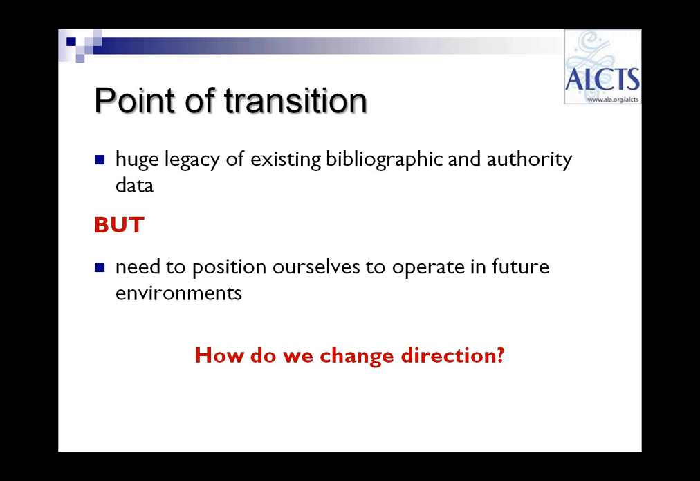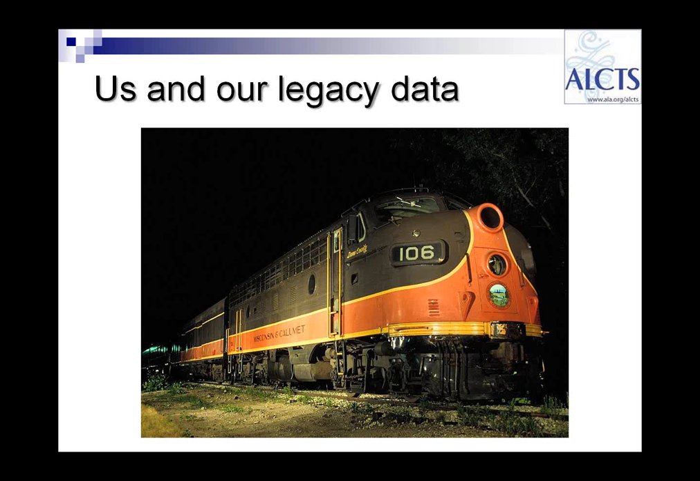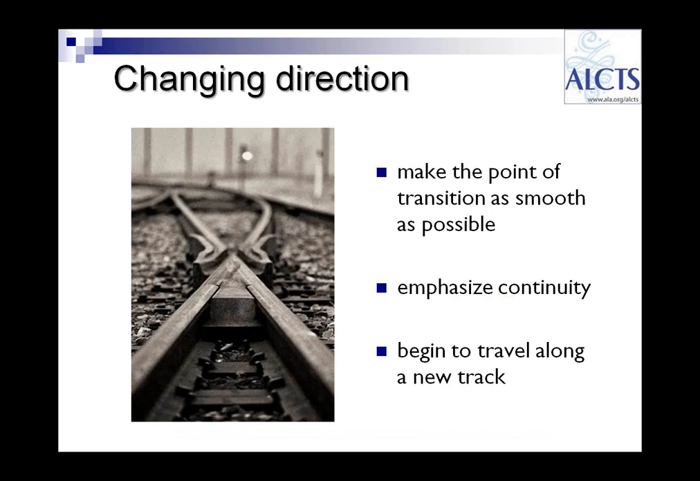But what about the point of transition? We have this huge legacy of existing bibliographic and authority data, and yet we really need to start positioning ourselves to operate in future environments. But how are we going to get there? And we can think of ourselves like a large train lumbering down the tracks, and you don't move a train easily. But you can change the direction of a train, and that is with the switch in the train tracks.